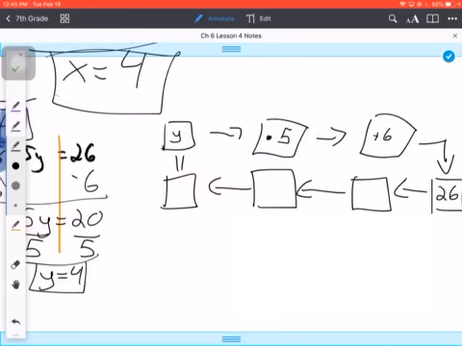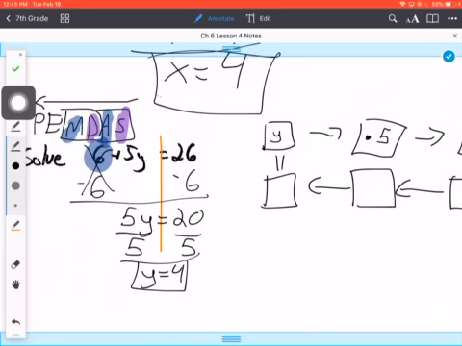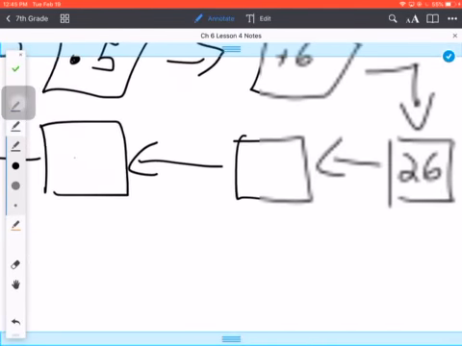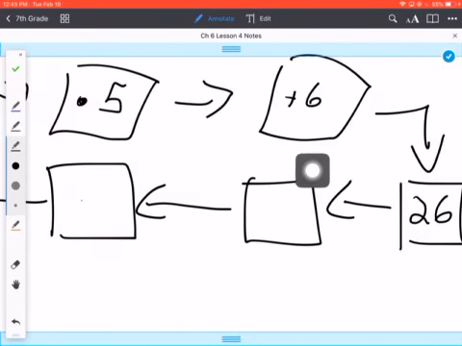So really, this first line and this bottom box over here is really just establishing what's being done to the variable y. And that's right here. This second line is solving it. So if I look in this box, right above it, I have a plus 6. To undo that, I subtract 6. So 26 minus 6 is 20.